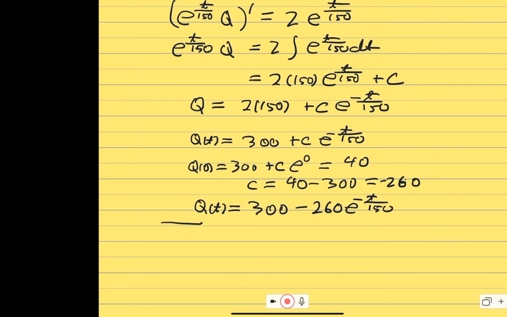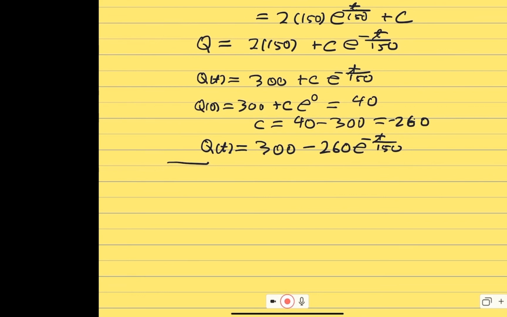The second part of the problem asks us to find the limit as t gets big of Q of t. Well, we can just see that from here that this is 300 minus 260 times e to the minus a big number, and e to a big negative power is essentially 0, so this is going to be 300.